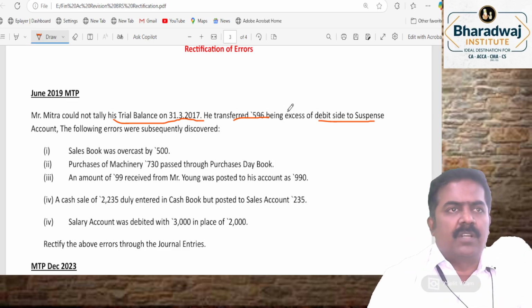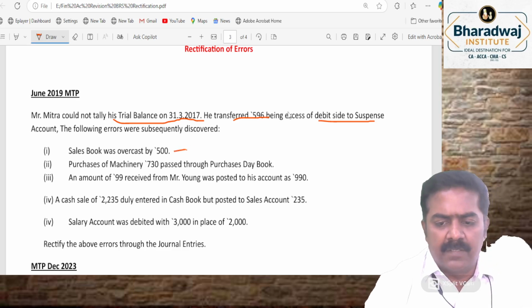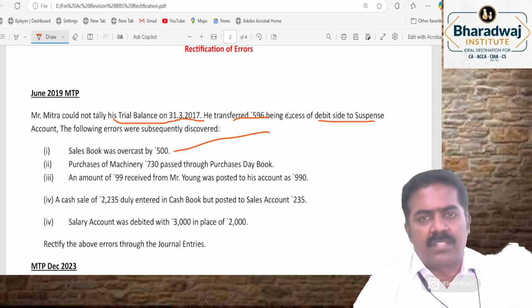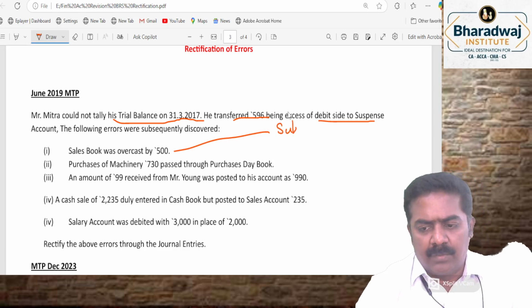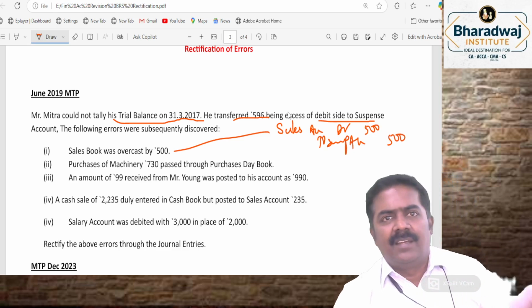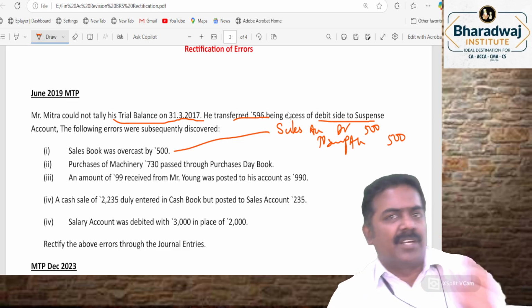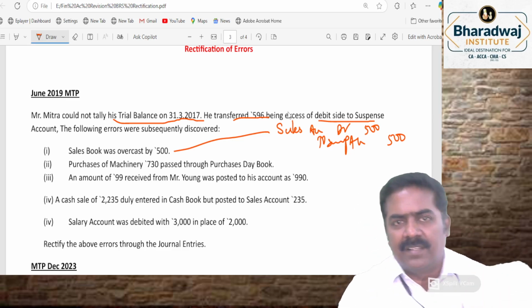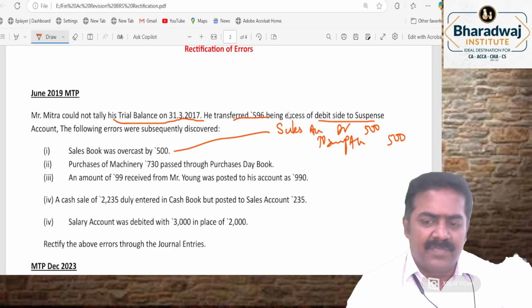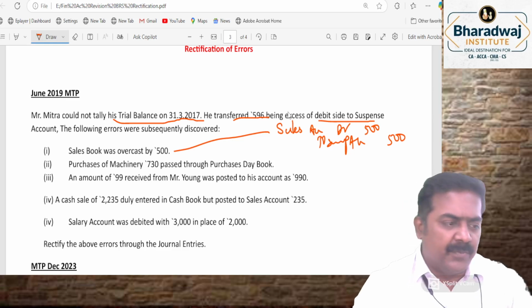Sales book was overcast by 500. What is the entry you will pass? Sales will have a credit balance. Overcast, so debit to remove. Sales account debit to suspense account. Like this, don't pass it in the exam. Please write neatly and write with narration. Wherever they ask you for a journal entry, narration is compulsory. Being sales book overcast rectified. Sales account debit to suspense account 500.